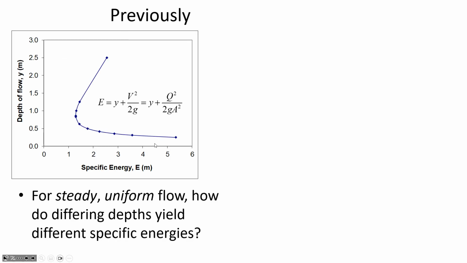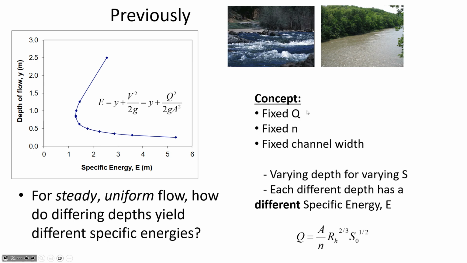Okay, so in a specific energy diagram, this is for a certain flow rate and a certain channel width. And there could be a variety of slopes that cause a variety of depths. And so each one of these different depth possibilities is on the same specific energy diagram, but they have different specific energies. So a certain flow rate, a certain channel roughness, and a certain channel width, but each different depth, which is associated with a specific slope that caused that depth, has a different amount of specific energy.